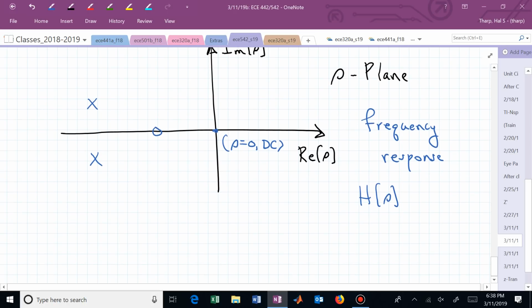What if I wanted to say, what's the frequency response at 1 radian per second? Where would I be in the complex S plane? If I wanted to know, how's my system behaving? What's its frequency response at 1 radian per second?